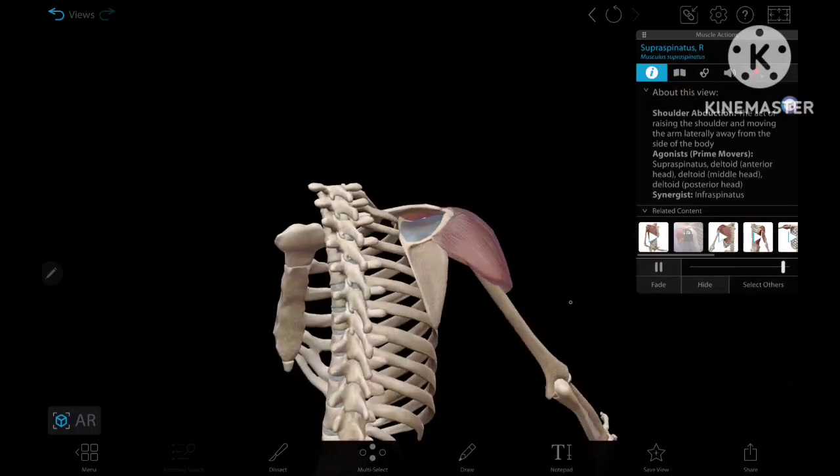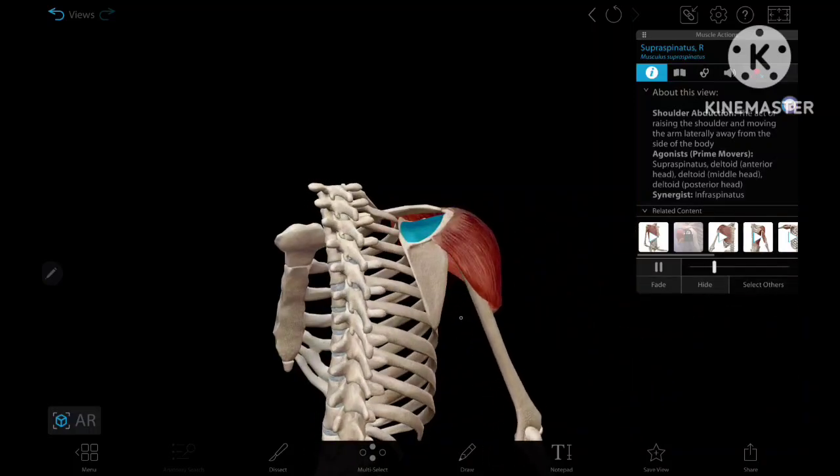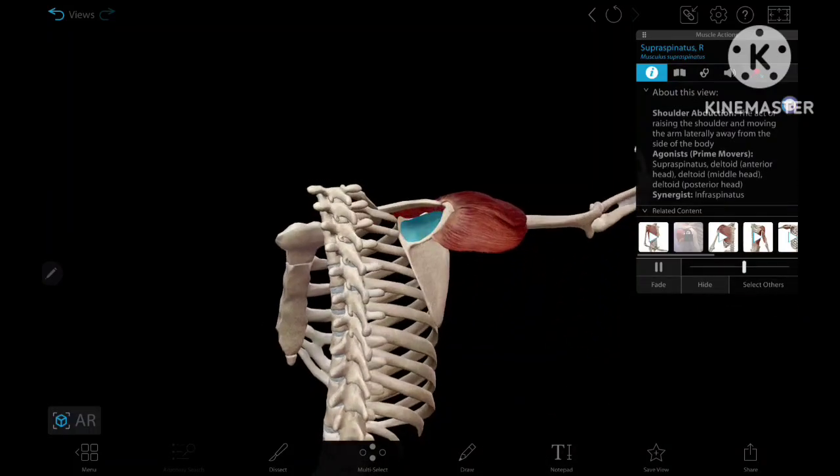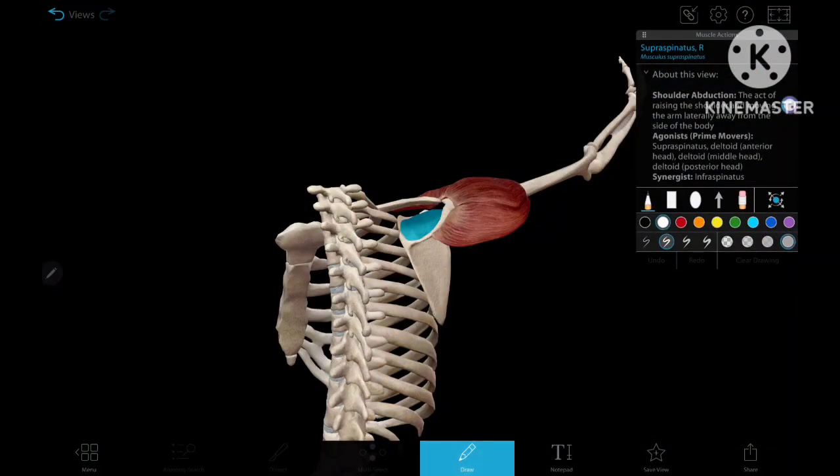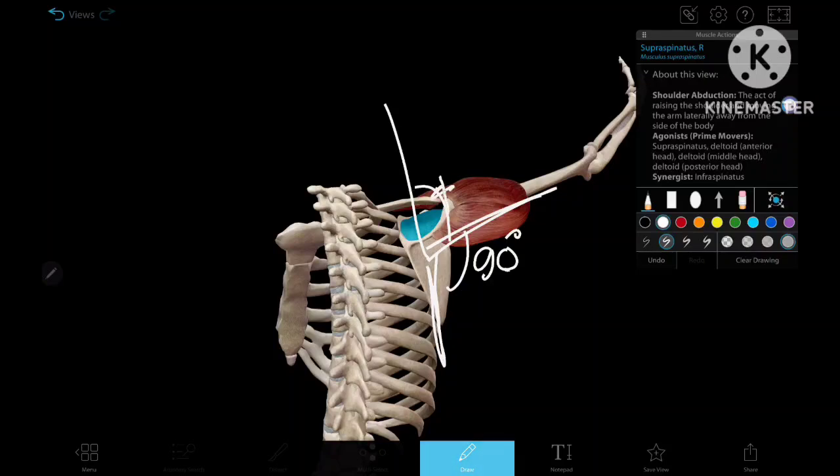This is 0 to 90. This is the 90 degree. Beyond this, 90 to 180 is responsible for the serratus anterior, and beyond 180 is created by the trapezius muscle.